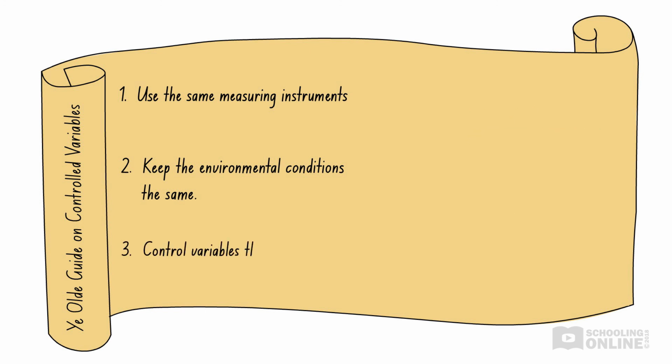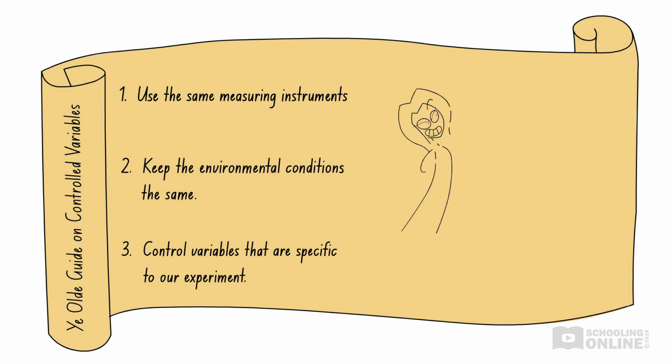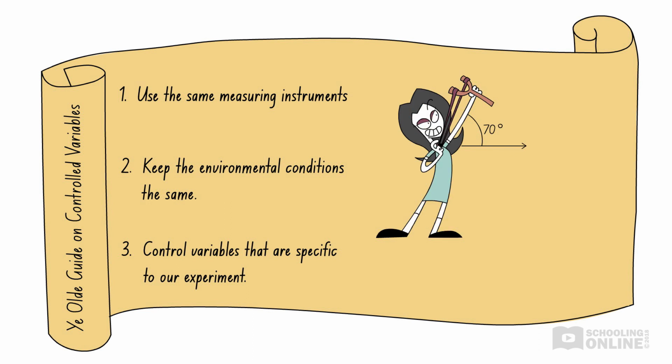Often, we need to control variables that are specific to our experiment, like how the archers are required to stand 20 metres from the target. For example, when using the slingshot, we kept the launch angle constant by aiming horizontally. If we launched the pebble with the same speed but at a higher angle, its range might have increased.